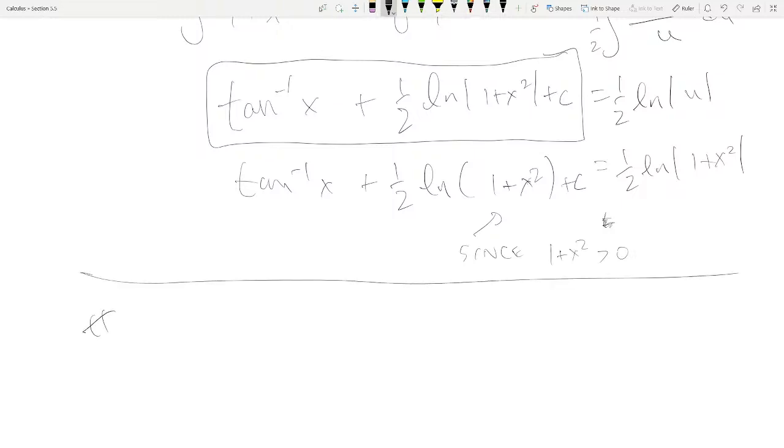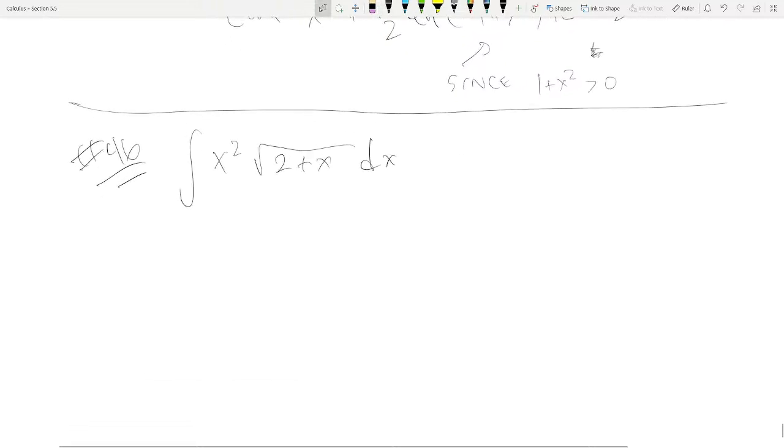Number 46. We have the integral of x squared times the square root of 2 plus x. Now this is a tricky one, okay? This is the kind of thing you'll have maybe on an exam, because they gotta separate people. It's called the curve setter right here.